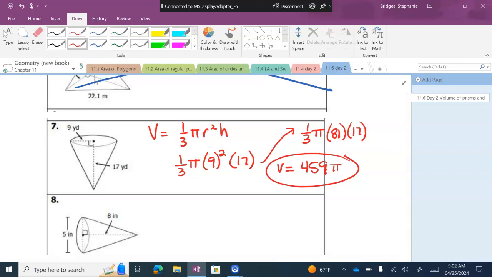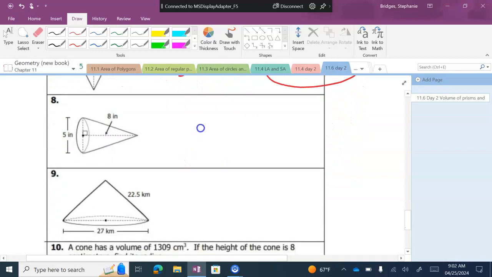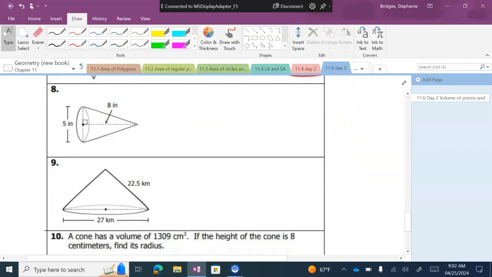Is everybody okay? All right, try 8. First of all, though, figure out your radius because they did not give you the radius here. They gave you the diameter. Your cone is also flipped on its side. So first, write your radius. The radius is how much of my diameter? Half. Okay. So go ahead and figure out your radius and then plug it into your formula.